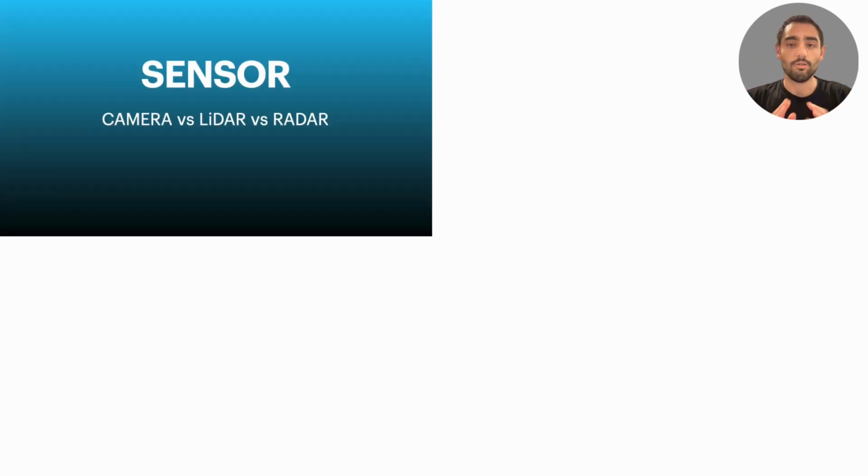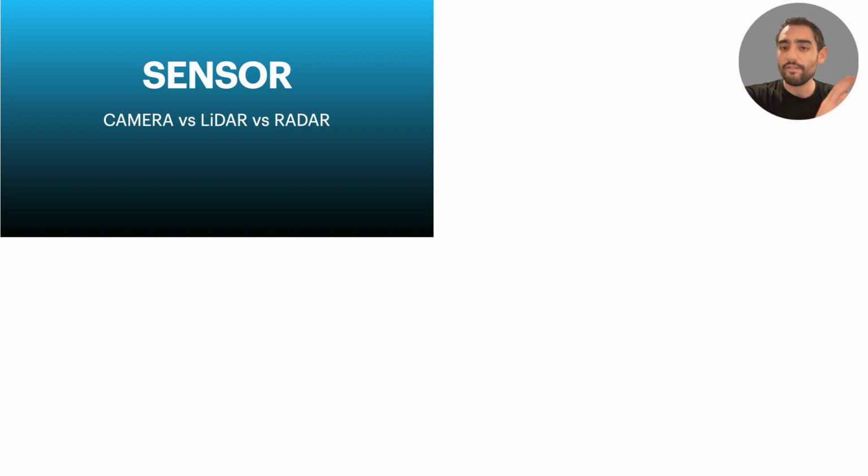Number one is sensor, okay? This is the one that everybody talks about, sensor redundancy. Camera versus LiDAR versus radar, sometimes imaging radars. This idea of having multiple sensors, not depending just on LiDAR or just on vision, it's a kind of redundancy if it's not assimilated to sensor fusion.